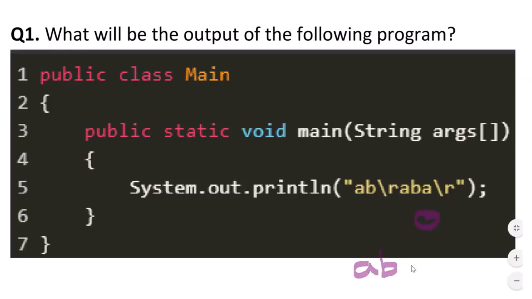After that, the \r will bring the control to the first line, but here the println command for the next line is also there, and we are working with Java. So the next a b a will be printed in the next line, and in this way the \r will take the control back to the starting again.